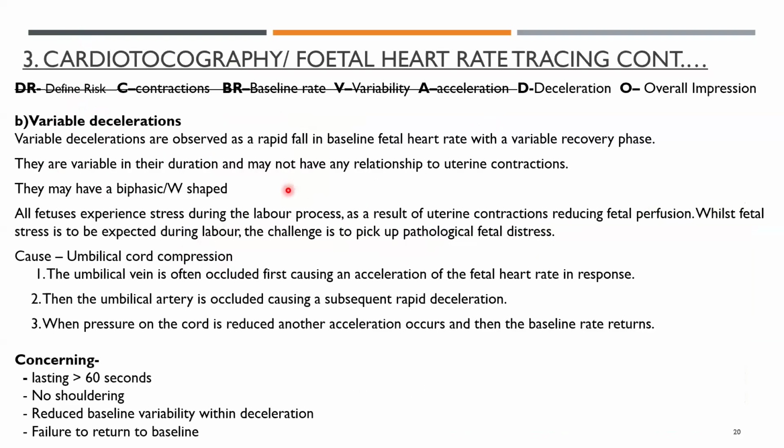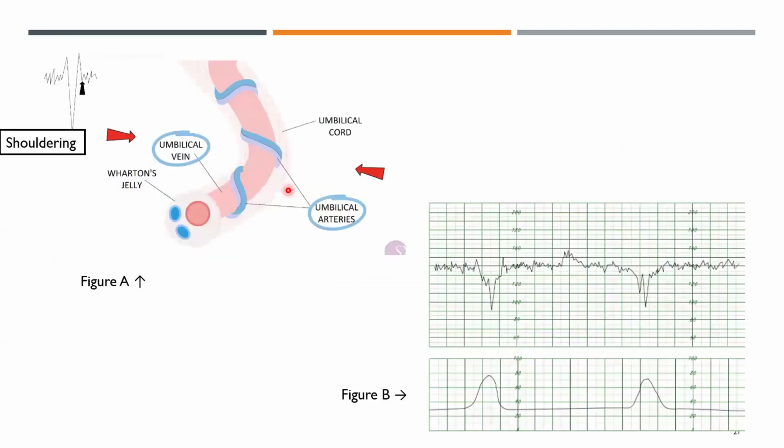So it's caused due to cord compression. When the vein is occluded, followed by the artery being occluded, it causes this deceleration. What's concerning about this? If it lasts for more than 60 seconds, if there is no shouldering, so you don't see those accelerations, if there is reduced baseline variability within the deceleration, and there's failure to return to the baseline heart rate. Here's a graph to help us understand this.